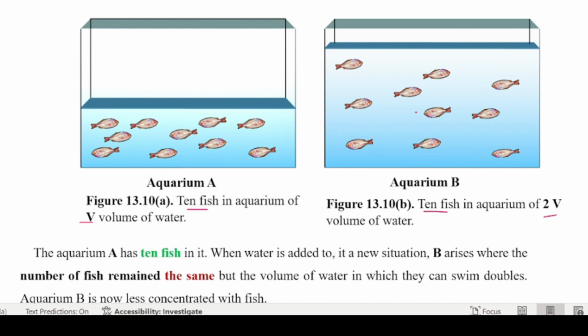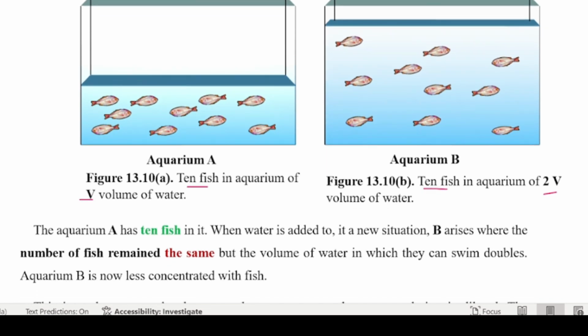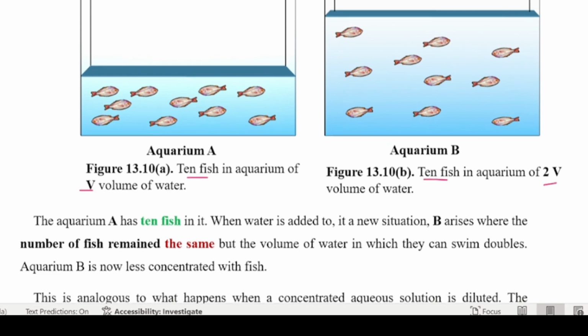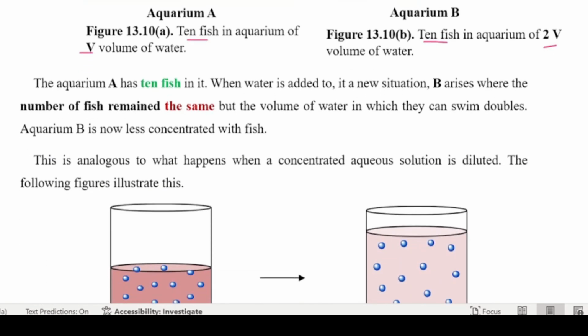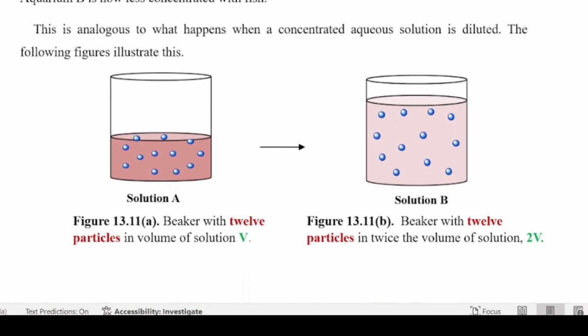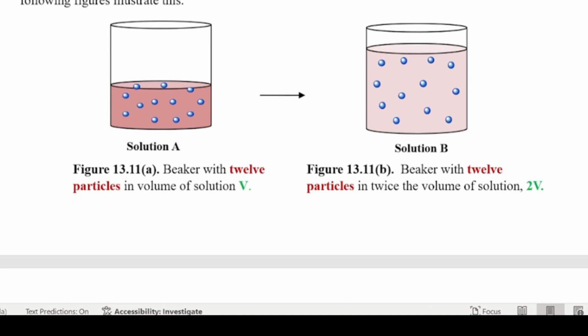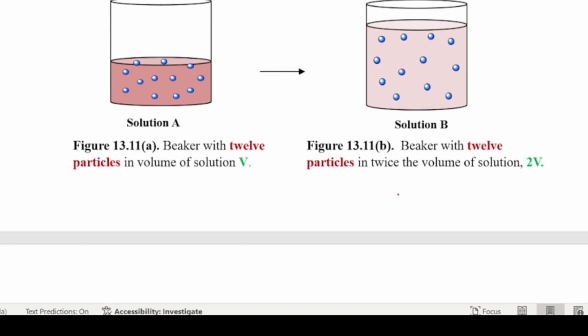Same thing will happen when we dilute a stock solution, or a solution that is concentrated with a certain number of ions, and we dilute that. We're not changing the number of ions, but we're giving the ions a greater volume of solution in which they can swim. So look at this situation here. Same thing like the goldfish, right? Inside here, we have 12 particles in a volume of V.